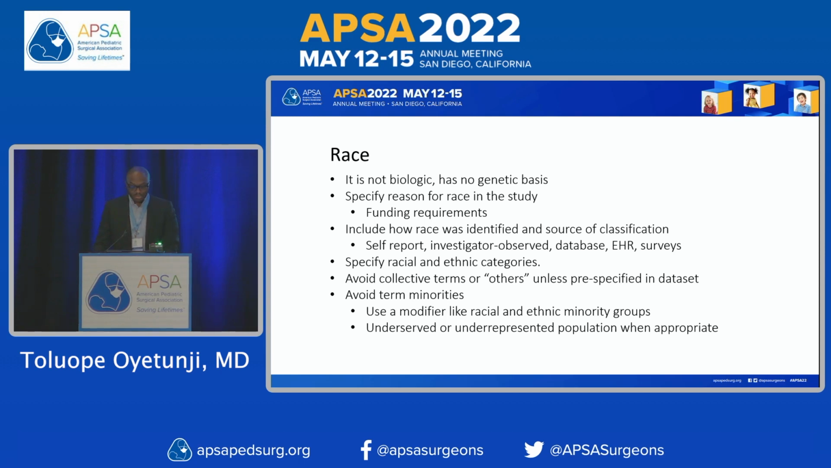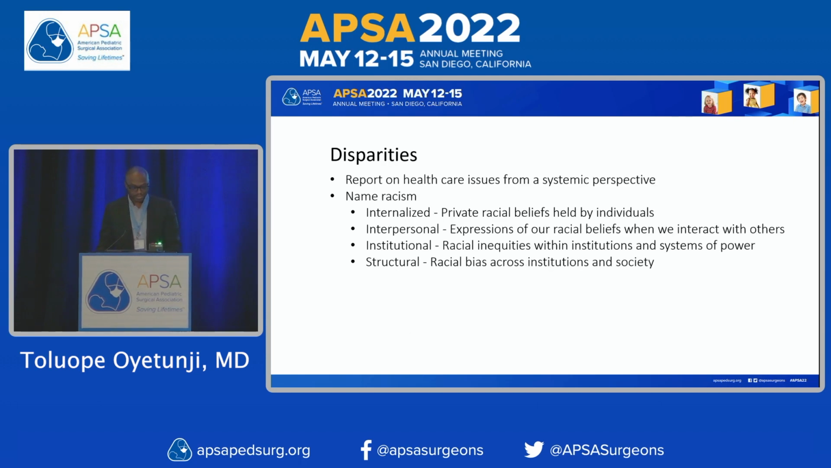It is important to also specify racial and ethnic categories and to avoid the use of terms like "others" unless that's the way it was pre-specified in the data. Also avoid terms like "minorities," and it's important to use a modifier like racial and ethnic minority groups. Better still, if appropriate, use the term underserved or underrepresented population.